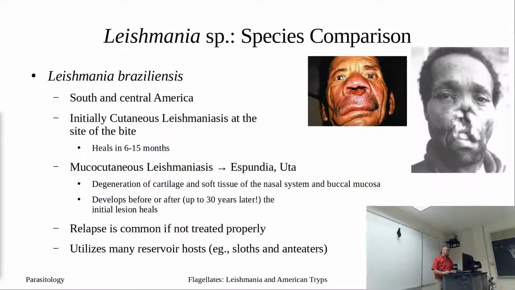All right, our last one is going to hit closer to home. Leishmania brasiliensis. This is a South and Central American parasite. This is one that, if you go on that summer trip, a tropical biology trip, you can be exposed to. You can get it.